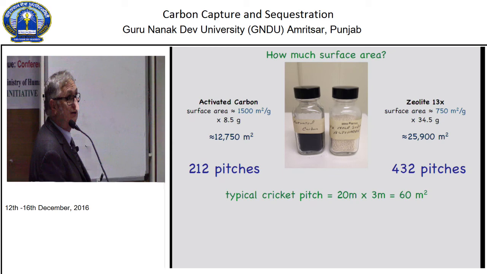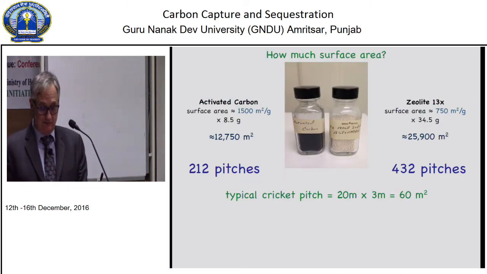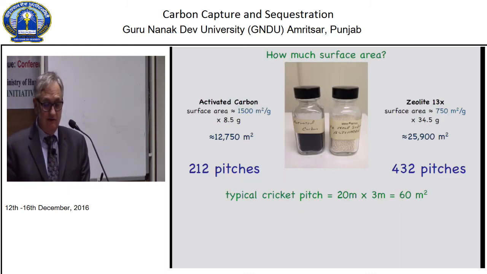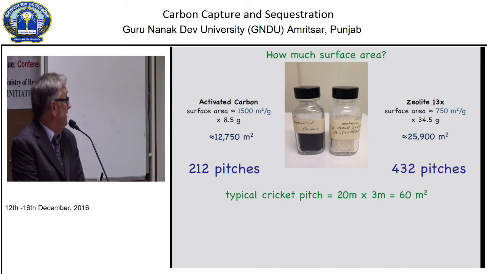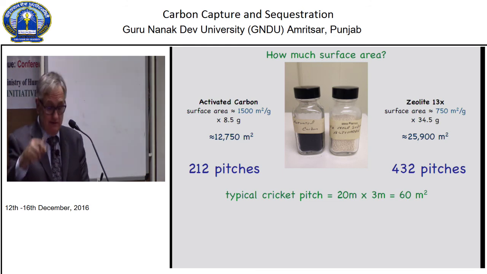So to put some reality on that, let's take a typical cricket pitch and recognize the surface area is about 60 square meters. So this particular bottle has the equivalent of 212 cricket pitches, and this one 432 pitches. So these materials are really quite extraordinary in terms of their surface area. And if the CO2 is absorbing on the surface, then this is exactly what we're looking for.